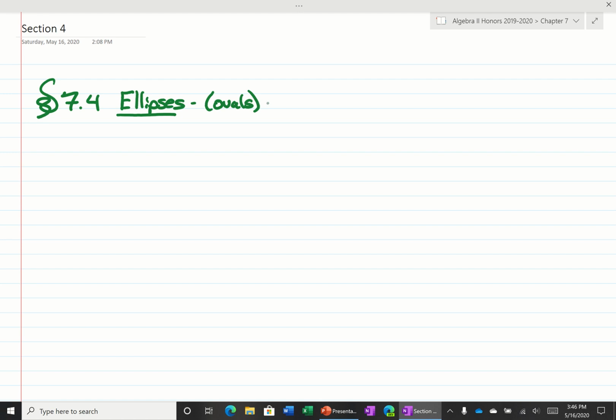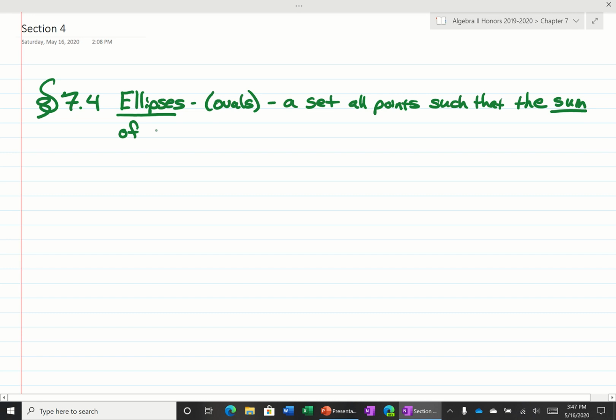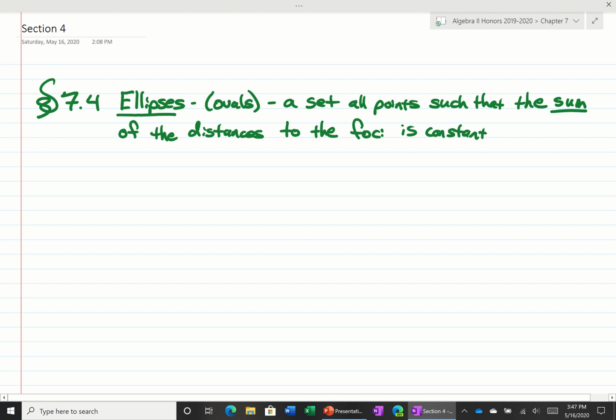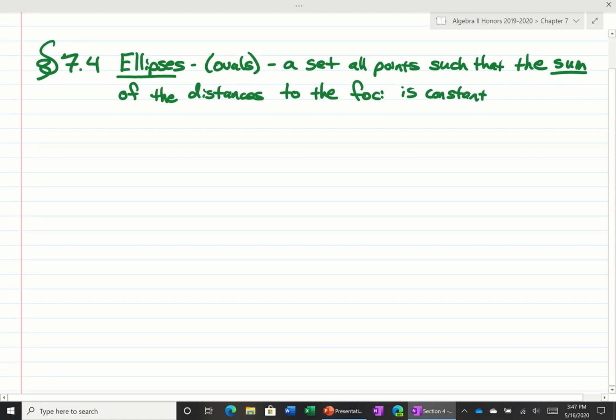And when we talk about ovals, or an ellipse, we're talking about a set of all points such that the sum of the distances, let's say to the foci, is constant. Let me show you what this looks like.